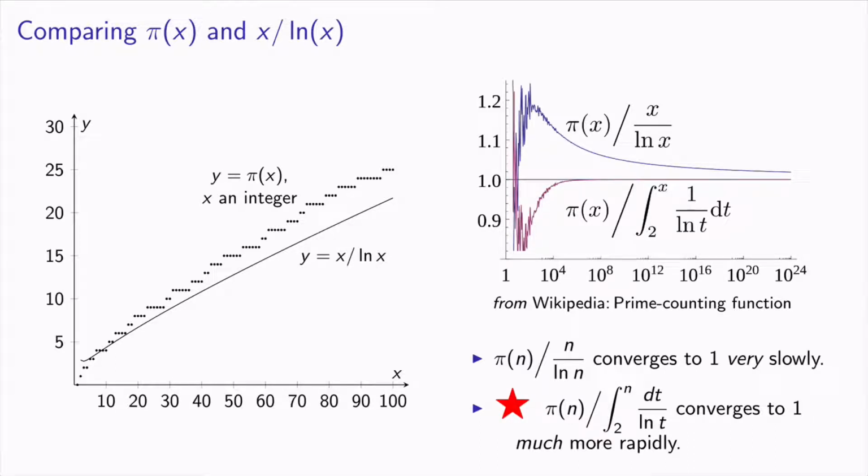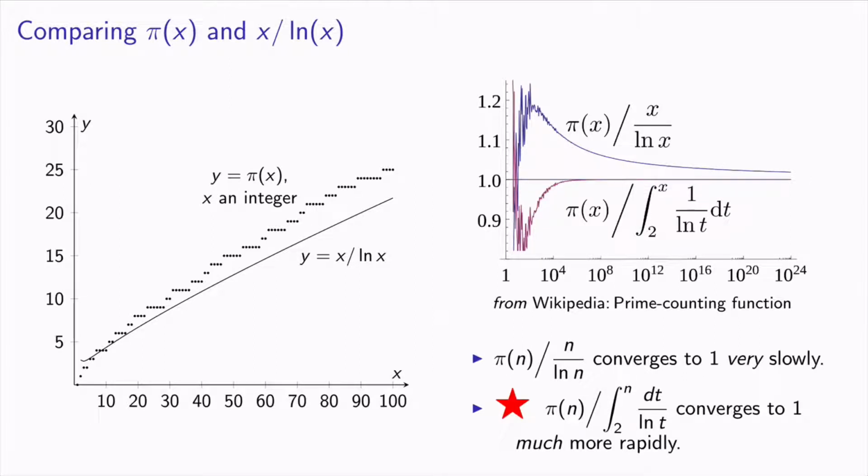And here's a graph of pi x divided by x over log x. You can see it's converging down to 1, but it's converging extremely slowly. Because if you look here, this is on a logarithmic scale. We have 10 to the 4th, 10 to the 8th, 10 to the 12th, 10 to the 16th, 10 to the 20, 10 to the 24. This is itself quite enormous, and yet we're only about 1.01 instead of 1.0.